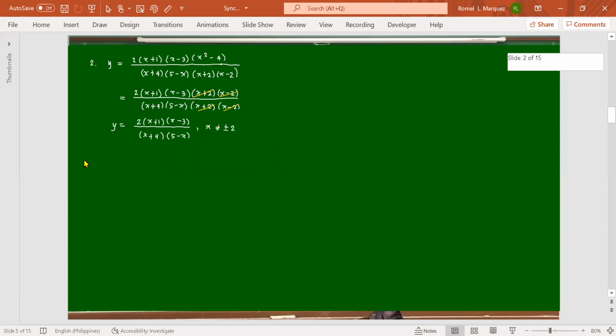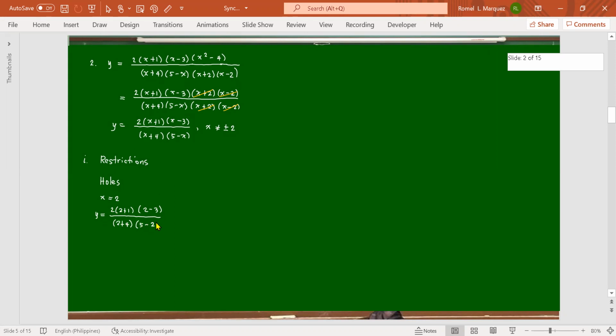Let's now start with number 1, restrictions. Again, there are two restrictions: holes and asymptotes. For holes, x equals 2. What is the corresponding y? We substitute 2 into the simplified form: 2 times 2 plus 1, 2 minus 3, all over the denominator, 2 plus 4.